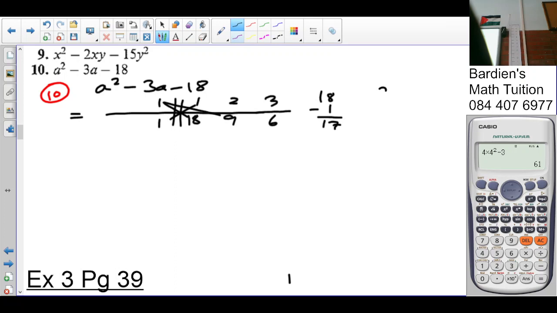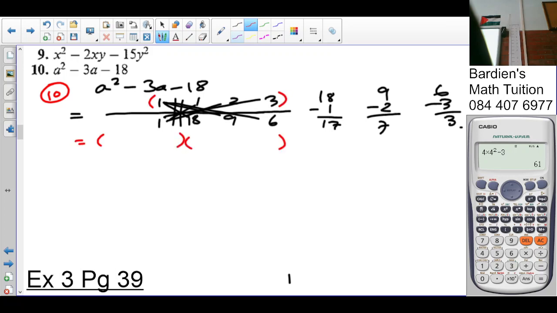1 times 9 is 9. 1 times 2 is 2. You subtract, you get 7. Still not what I'm looking for. 1 times 6 is 6. 1 times 3 is 3. You subtract, you get 3. And that's what I'm looking for. So in our bracket goes a 1 and a 3. So it's going to be an a and a 3, a 1 and a 6, which means to say an a and an a.